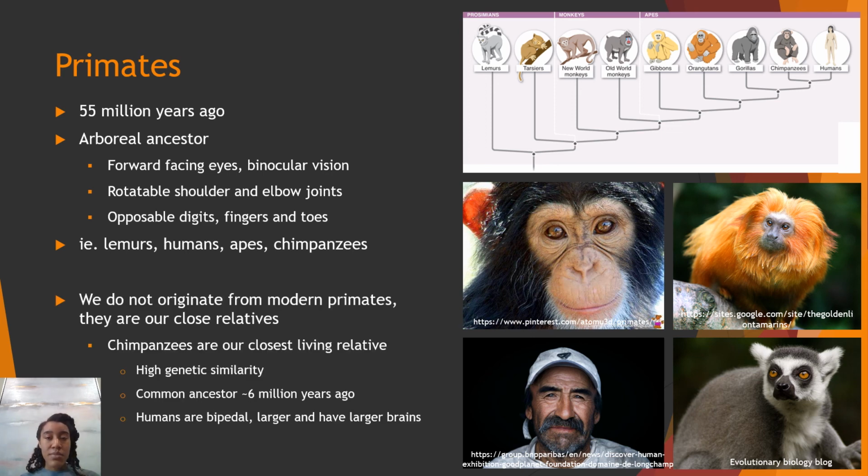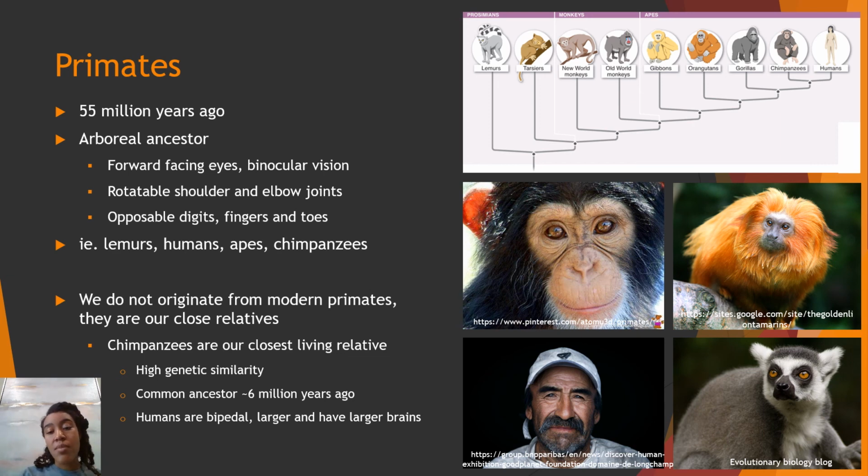A common misconception that's out there is that humans descended from apes. That is not true. A gorilla will never become a human. A lemur will never become a human. That's not how it works. We are related to other primates, including apes and monkeys, but we are not descended from them. That means we have a shared common ancestor, but we did not come from them.